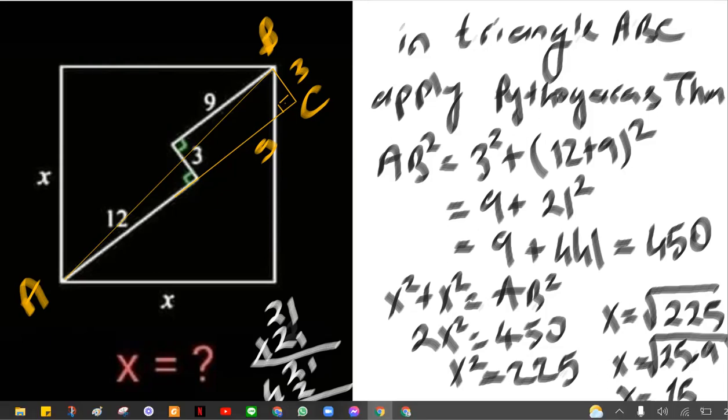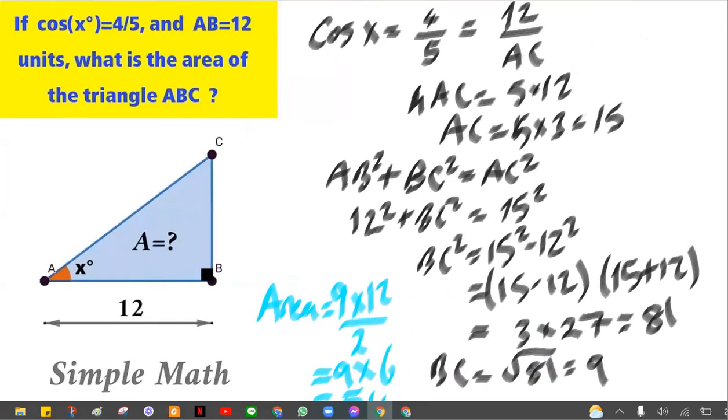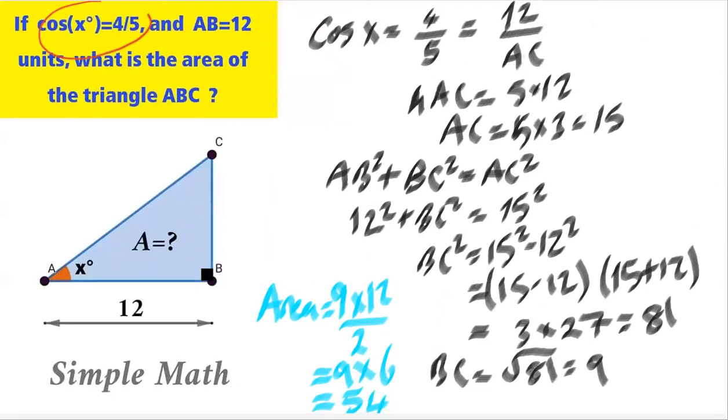So let's check the next question. This is our second question. In this question, the cosine value is given. It includes trigonometry and Pythagoras theorem, and what else? Area of triangle, so area formula. So we need to use 3 different ideas.